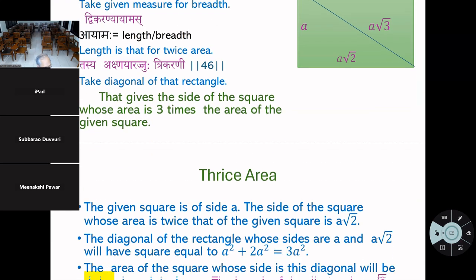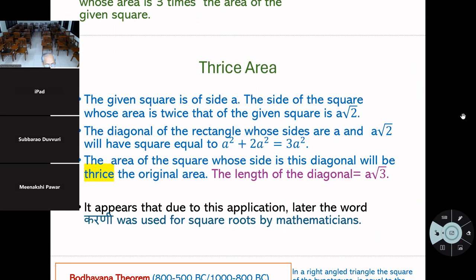So this thrice area, you see here that if you want to use Pythagoras theorem, A square plus 2A square is equal to 3A square. This is what is happening there. So he is slowly taking you towards the Pythagoras theorem. The area of a square whose side is this diagonal will be thrice the original area. So one of the lengths is original A, another length is A root 2, which is the side of the square whose area is twice that of the original. So I hope you understand this construction of Bodhayana.